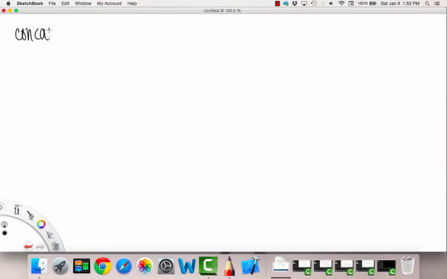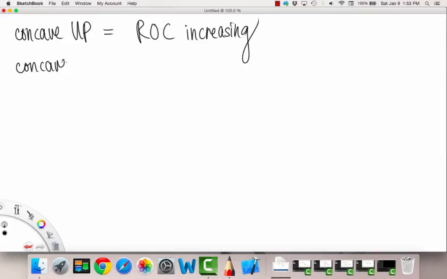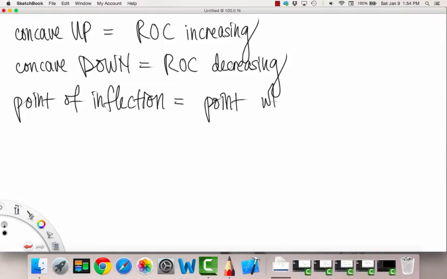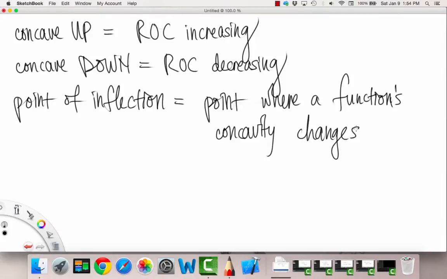So concave up is when our rate of change is increasing. And then concave down is when our rate of change is decreasing. I'm just defining some things here. And then we have what's called a point of inflection. Kind of a fancy term, right? Concavity means the property of being concave up or concave down, and a point of inflection is a point where a function's concavity changes. So where it changes from being concave up to concave down, or concave down to concave up.